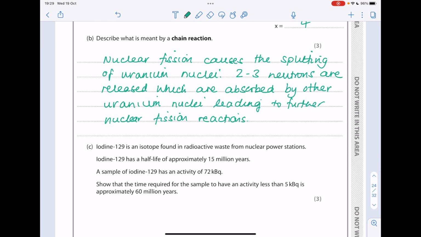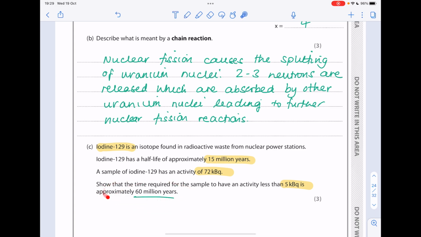Iodine-129 is an isotope found in radioactive waste from nuclear power stations. It has a half-life of approximately 15 million years. A sample of iodine has an activity of 72 kBq. Show that the time required for the sample to have an activity of less than 5 kBq is approximately 60 million years. People get confused here.